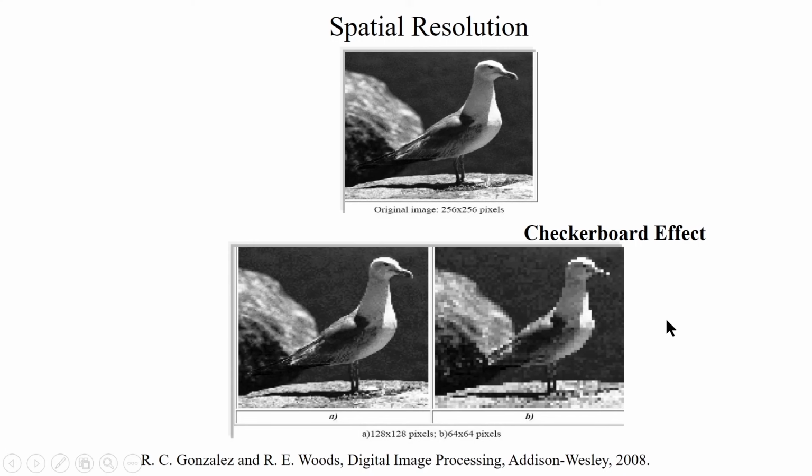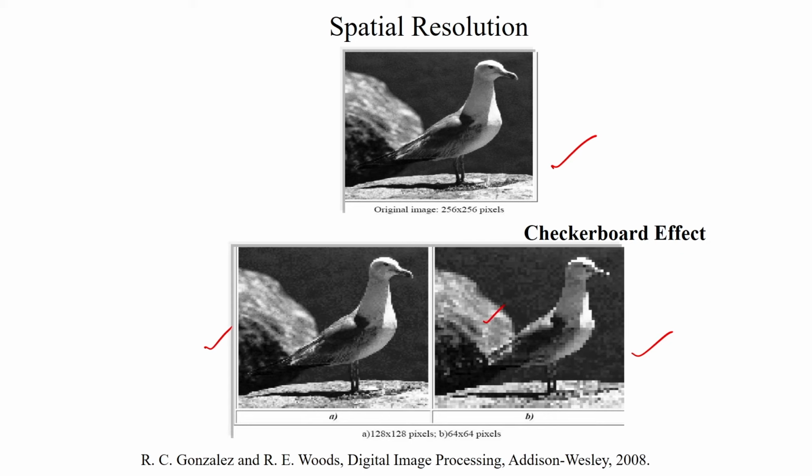So in this example I have changed the spatial resolution. If you see, the first image is 256 by 256 pixels. The second image is 128 by 128. The third image is 64 by 64. That means I am decreasing the spatial resolution, and because of this I am getting some effects like the checkerboard effect. This effect I have observed here.